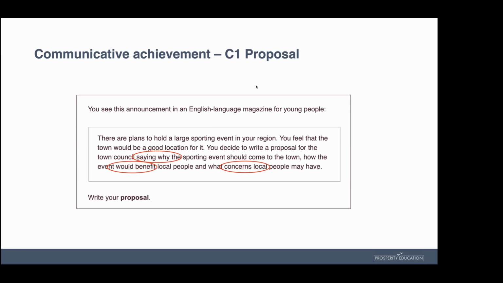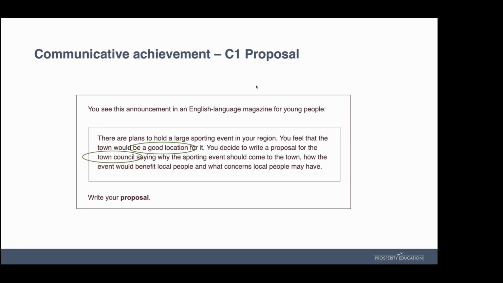We can see that the content is clearly identified. So this is about plans to hold a large sporting event in the region. So the student has identified they have to say why the sporting event should come to the town, how it would benefit the local people, and also what concerns local people may have. So we've identified the content.